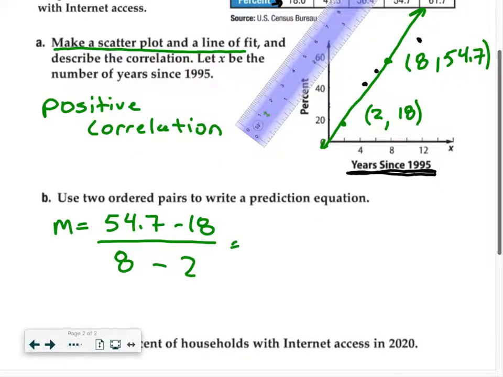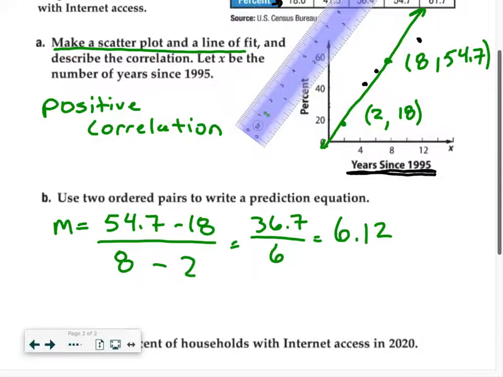And so I'll need a calculator here. 54.7 minus 18 is 36.7, divided by 8 minus 2, which is 6. So I get a slope of 6.11, and then it's 6 repeating. So let's just call this slope 6.1. Let's round it to 2 decimal places. 6.12 is my slope. All right.